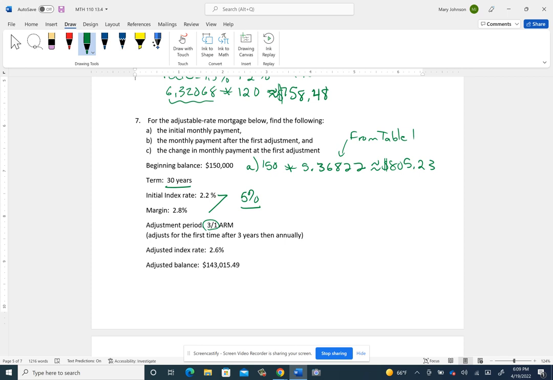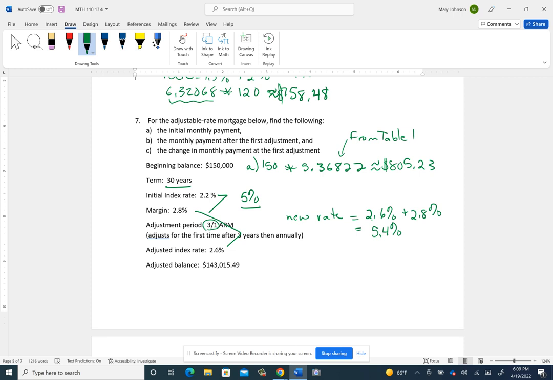Okay, so they help us out a little bit. We'll still have that same margin, right? So still have that same margin, but our new interest rate will be the new adjusted index rate plus the margin that we agreed on. Okay. So that's going to wind up being 5.4%. Okay. 5.4 is not in the table.